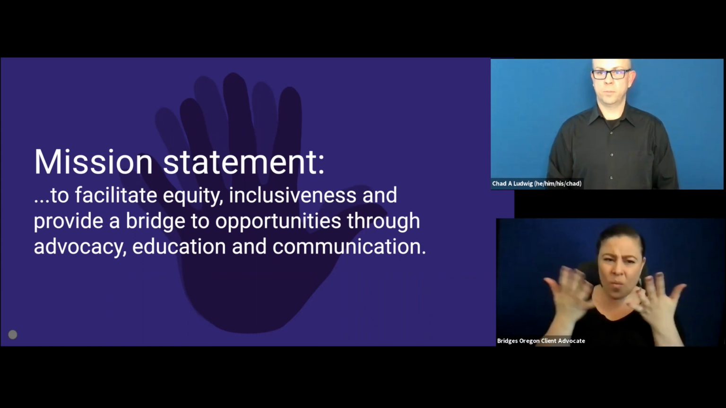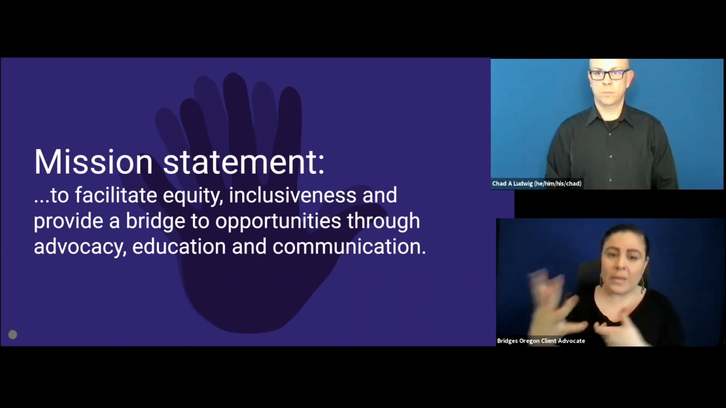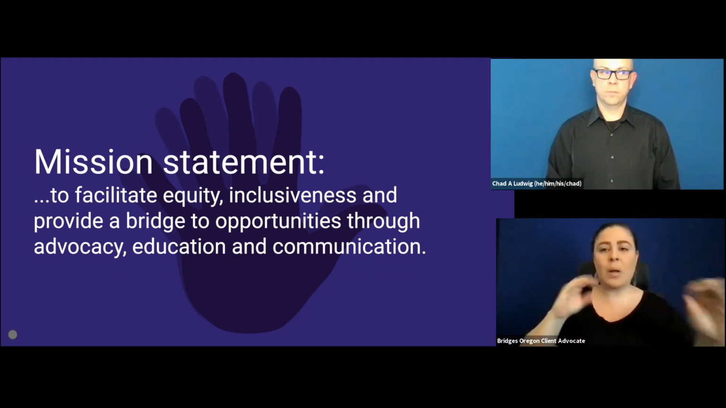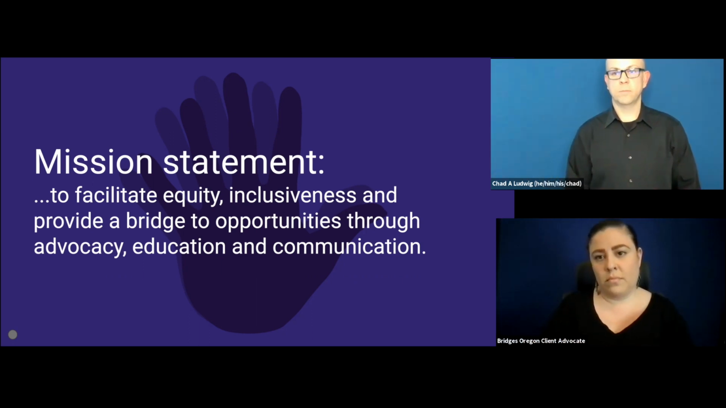Bridges, Oregon's mission statement is to facilitate equity, inclusiveness, and provide a bridge to opportunities through advocacy, education, and communication.